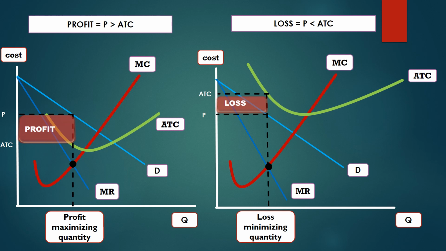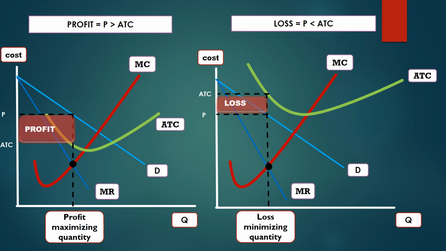You notice this is exactly similar to monopoly. The graph is the same as the monopoly profit case. The demand curve is downward sloping. Marginal revenue is less than the demand curve. You have the usual marginal cost curve and average total cost curve. For the profit maximizing quantity, you know the rule: the point where marginal revenue cuts the marginal cost curve. So this is your profit maximizing quantity.